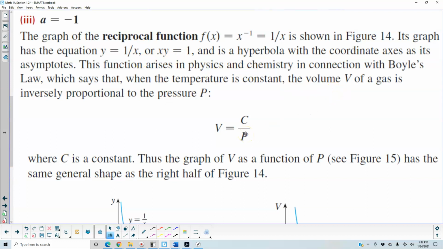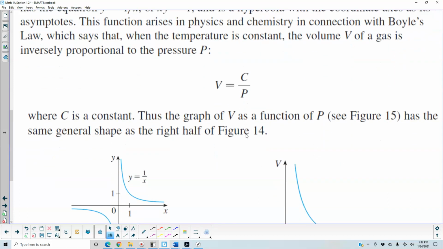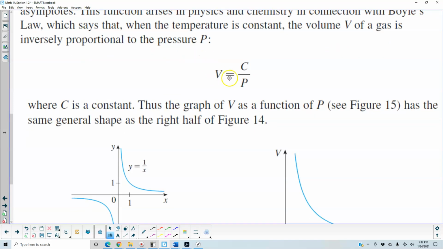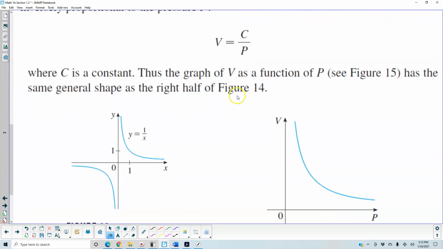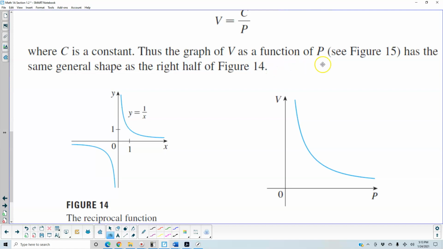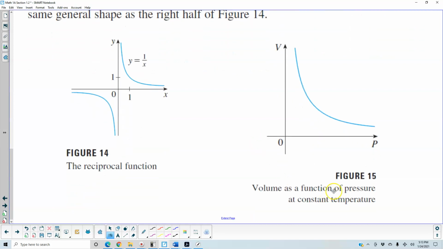This function arises in physics and chemistry in connection with Boyle's law, which says that when the temperature is constant, the volume V of a gas is inversely proportional to the pressure P. V is equal to C over P, where C is a constant. Now, some of these formulas you'll see later on in the course. Thus, the graph of V as a function of P, see figure 15, has the general shape as the right half of figure 14. This would be a volume as a function of pressure at constant temperature.